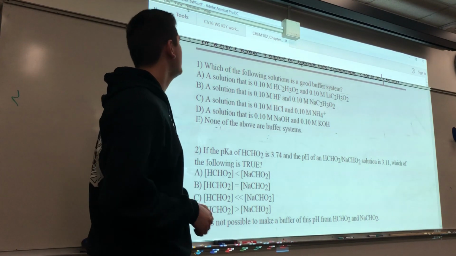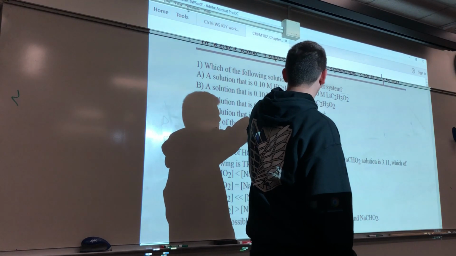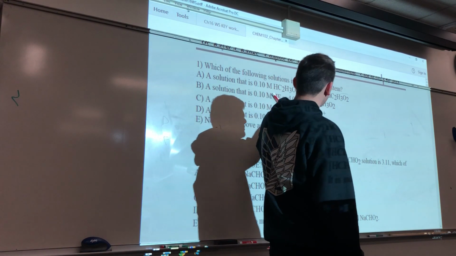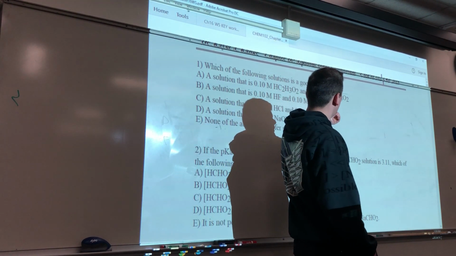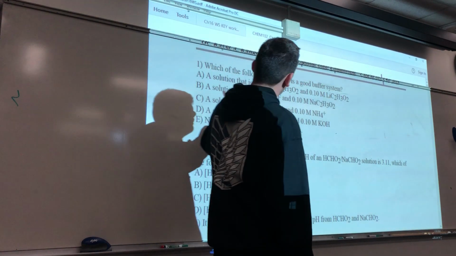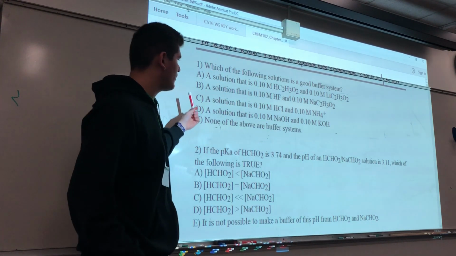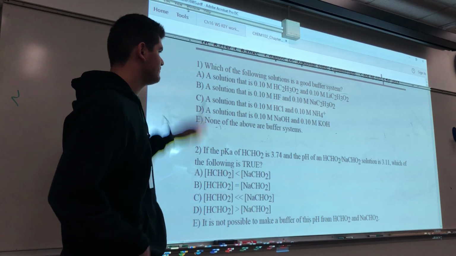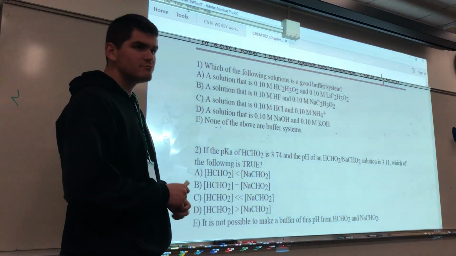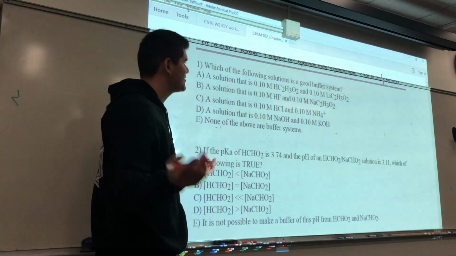Alright, so A, a solution that is 0.7 molar, this is acetic acid, right? Yes, acetic acid and lithium acetate. B, a solution that is 0.10 molar hydrofluoric acid and sodium acetate. Or C, A? Yes, but why? It's kind of the only acid and conjugate base, right?